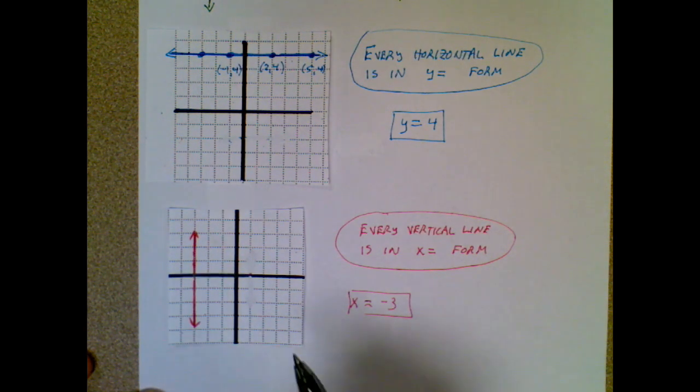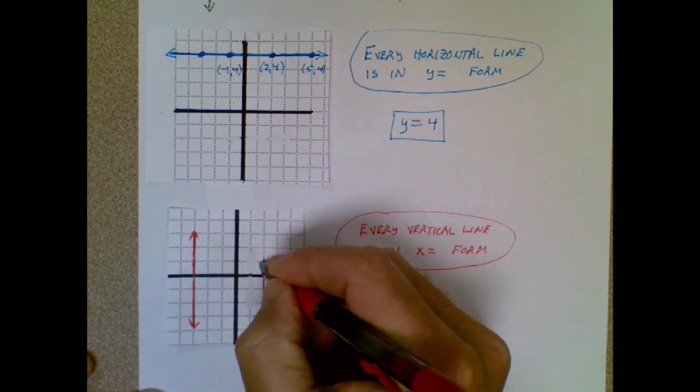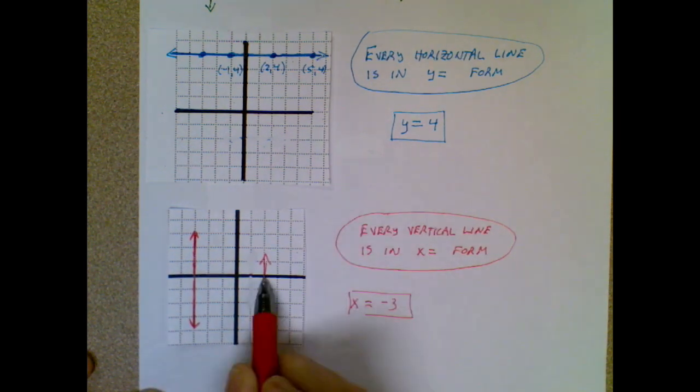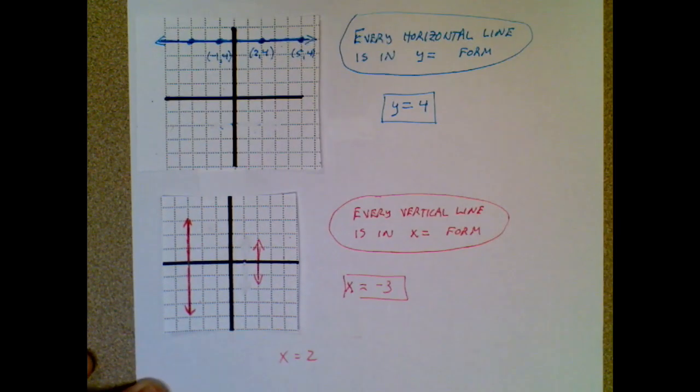It's that easy. If I had a vertical line over here, it hits the x-axis, so it's an x equals line, hits the x-axis at 2, so I would call that one x equals 2.